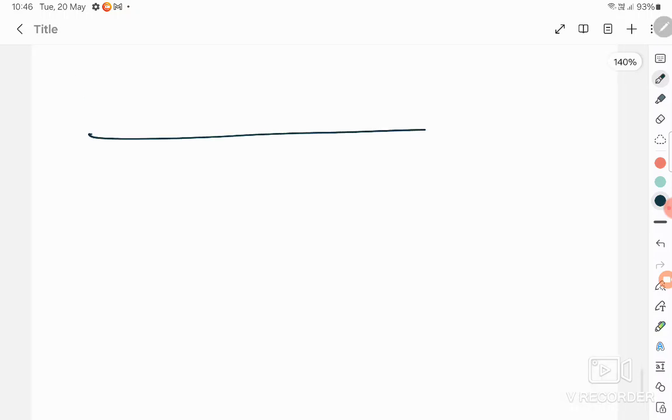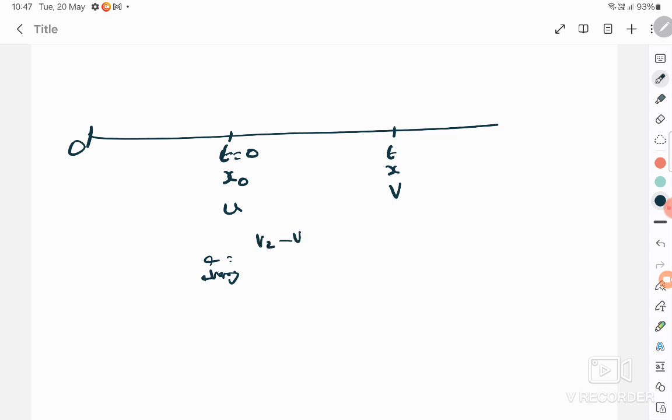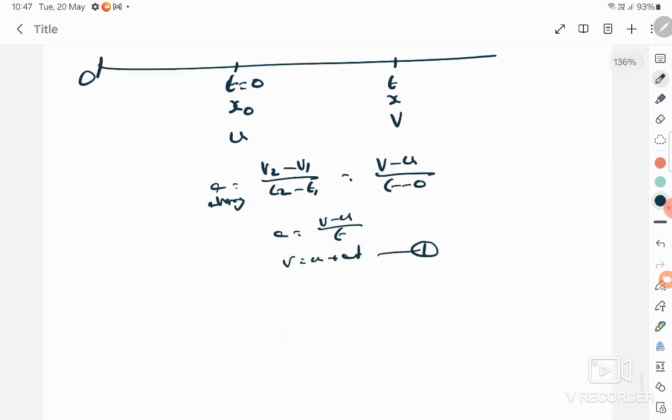Next method is straight line motion. Supposing this is the origin, at time t is equal to 0, the position is x naught and the velocity is u. At time t is equal to t, the position is x and the velocity is v. Let's find the first equation of motion using acceleration. Average acceleration, you know from the numericals that you did, is change in velocity v2 minus v1 by t2 minus t1, which will become v minus u by t minus 0. Therefore, acceleration is v minus u by t. Therefore, v is equal to u plus at when cross multiplying. You got the first equation.